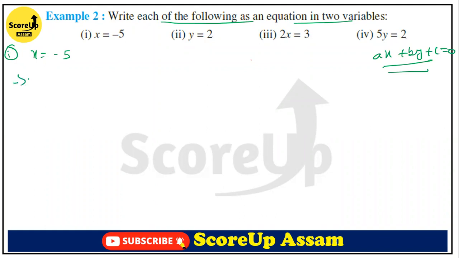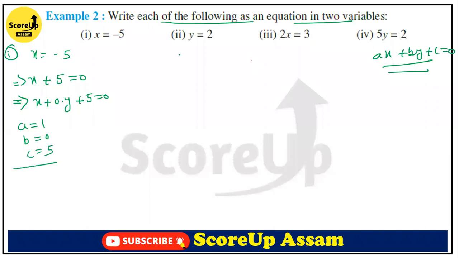So we can write like this: x plus 5 is equal to 0. This implies x plus 0 into y plus 5 is equal to 0. Here a is equal to 1. Though we are not asked to find the value of a, b, c, but still we write b is equal to 0 and c is equal to 5. Okay.